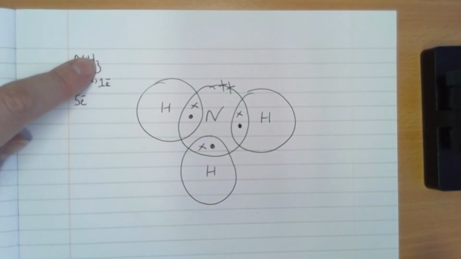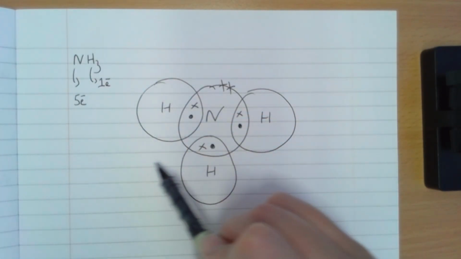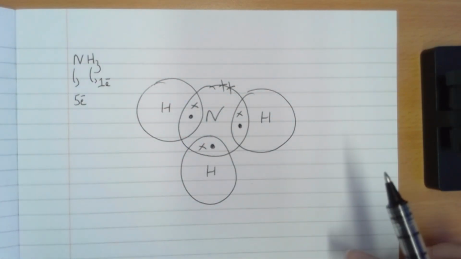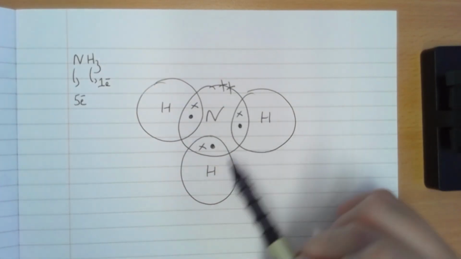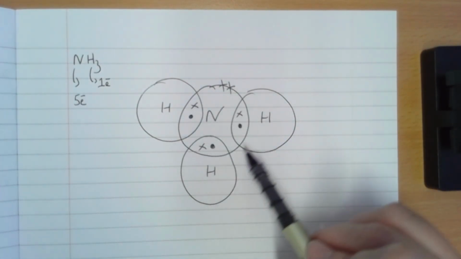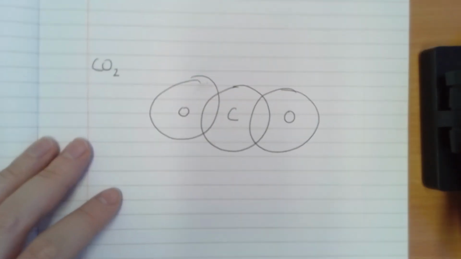That will always be the case for hydrogen. Hydrogen will always share its only electron. You will never have electrons on the outside for hydrogen. Never, ever, ever. All right, 1 electron and it goes in the shared space. All my electrons are in pairs. I've got 8 electrons around the nitrogen and I've got 2 around each hydrogen. Everything's got a full outer shell.